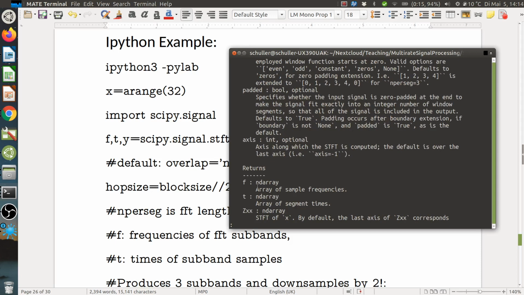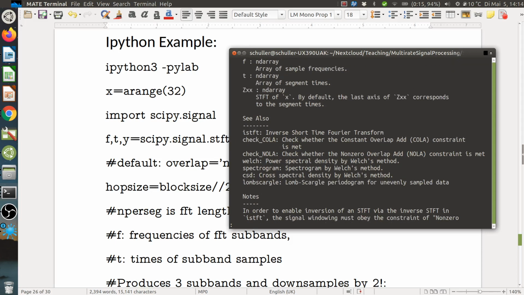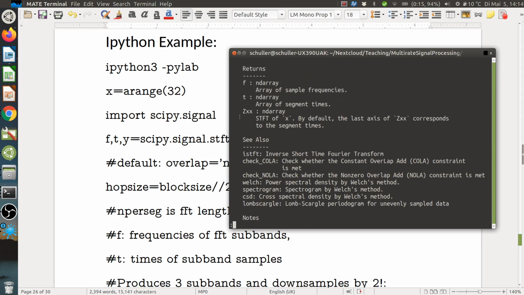And it returns f, which is an array of sample frequencies. T is an array of segment times. So these are more interesting if we actually specify a sampling frequency. And then it returns zxx, which is the actual STFT of x. So this is what we call y here.